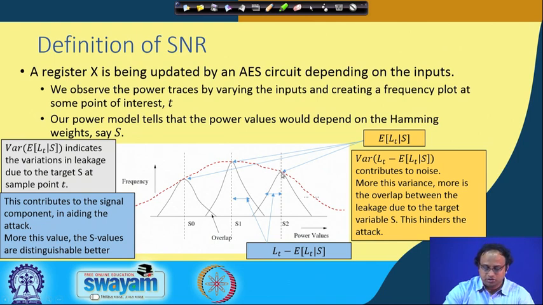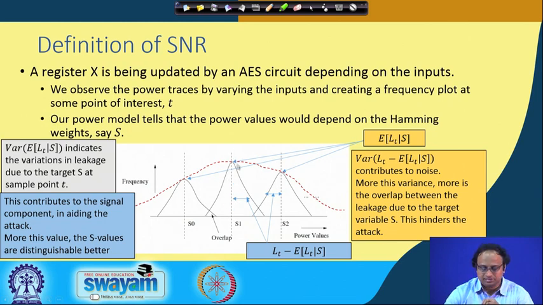Then what is variance of E[LT given S]? The variance of E[LT given S] indicates how far or how separated these means are from each other. You can understand that if these means are separated, which means if these vertical lines are separated out, then they are more distinguishable, and that is why they contribute to determining the signal component of your power trace. Likewise, this is the overall leakage that has been shown here, and this is your E[LT given S], as I have just said.